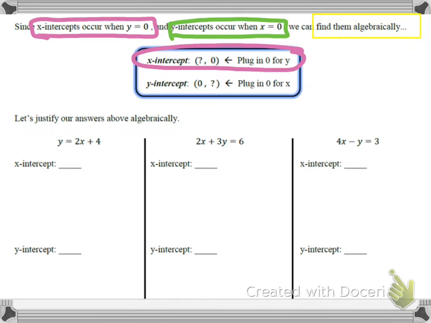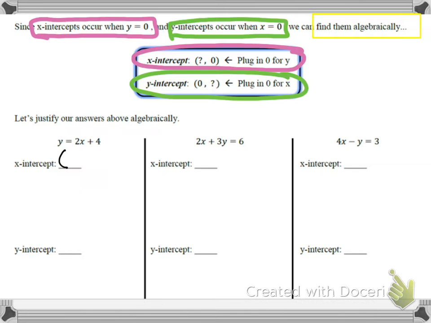If you want to find the X-intercept, you're looking for the input value that will produce a Y value of 0. If you're looking for the Y-intercept, you're looking for the output value that you achieve when you plug in 0 for the input value. So for the X-intercept, you're plugging in 0 for Y, and for the Y-intercept, you're plugging in 0 for X. Okay, let's justify the answers we found on the graphs using our algebra skills.